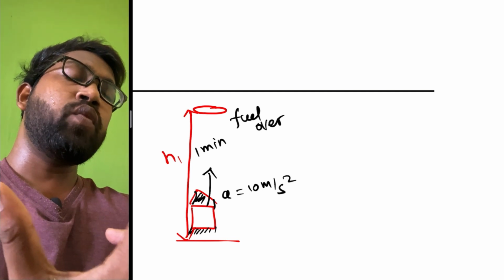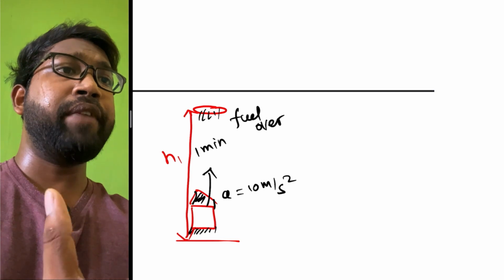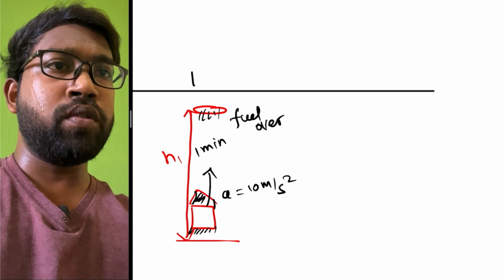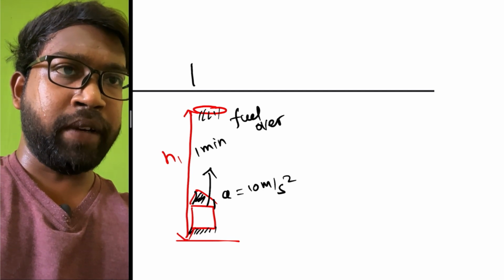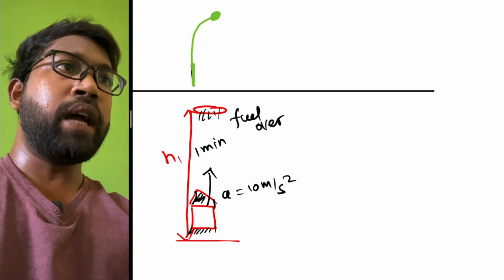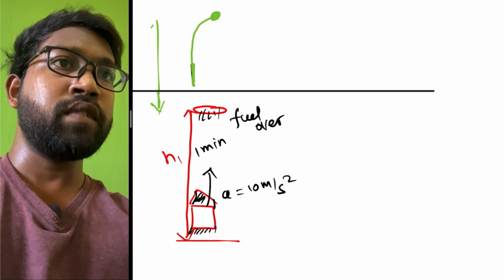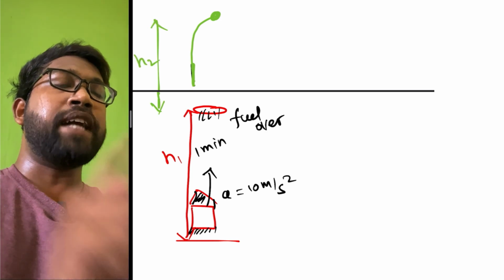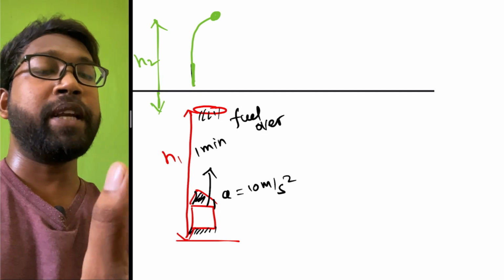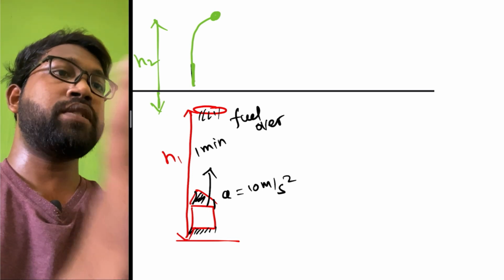After the 1 minute what will happen? The gravity will act on the rocket and the rocket will get slowed down. So then it moves under gravity. Let me take it in a different color. Then it moves under gravity and reaches some height. I would like to take this height as h2. The h1 belongs to the uniformly accelerated motion, actually the resultant 10 meter per second square. The h2 belongs to the motion under gravity, right? So this is the scenario.